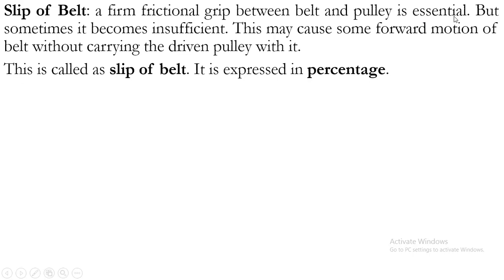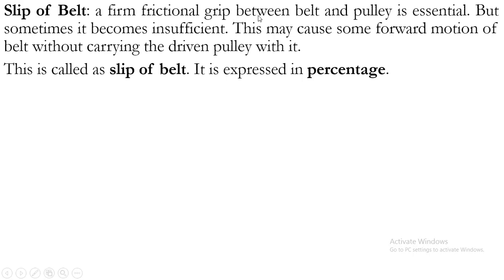A firm frictional grip between the belt and the pulley is essential for efficient power transmission. If there is no proper frictional grip between the belt and the pulley, the belt will simply move forward without making the pulley rotate. That means the belt will simply move out or move forward without making the pulley rotate. If the pulley doesn't rotate, definitely there is no power transmission. So that is what they are telling here.